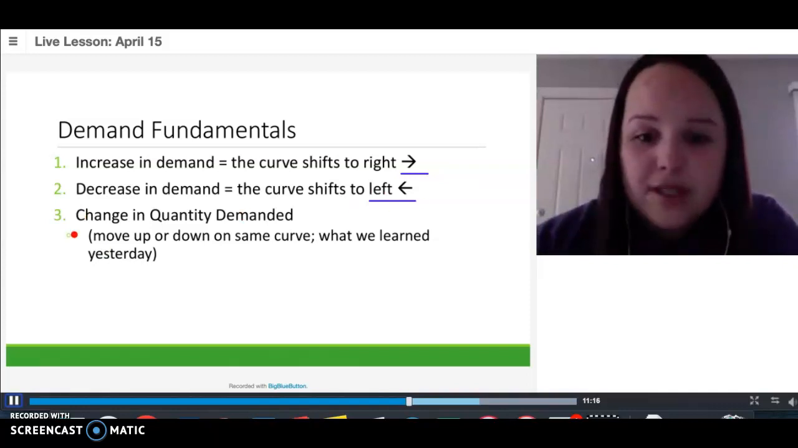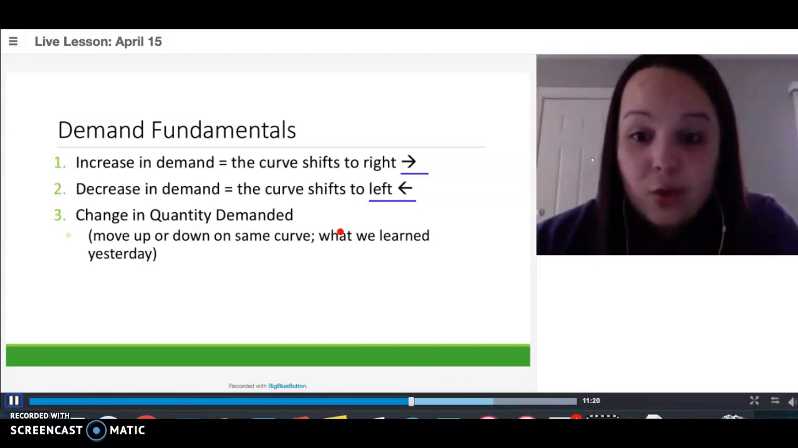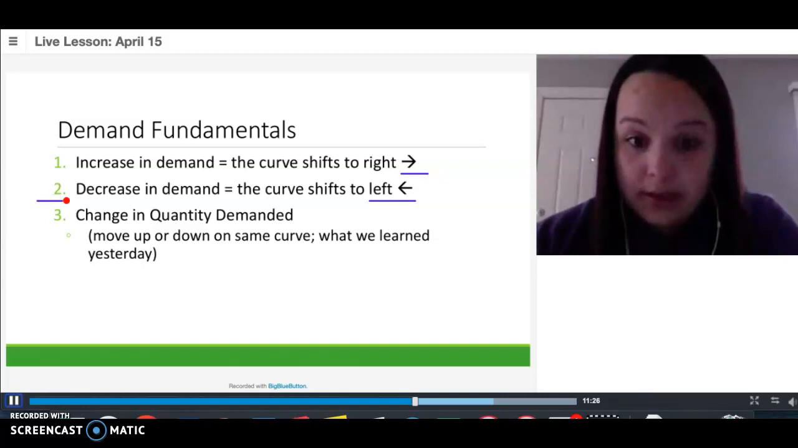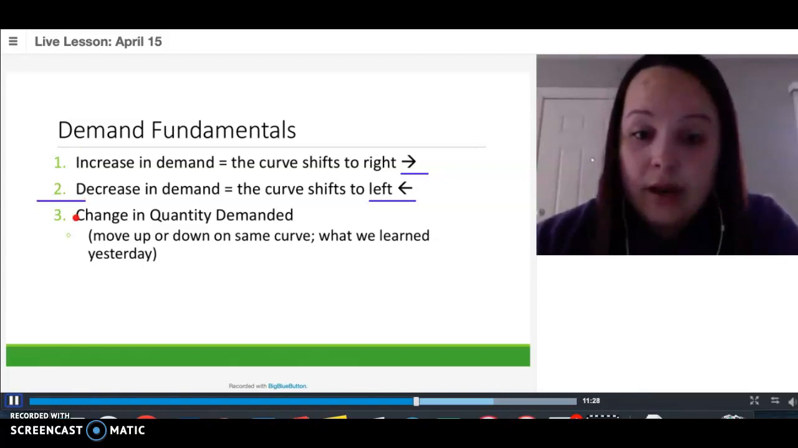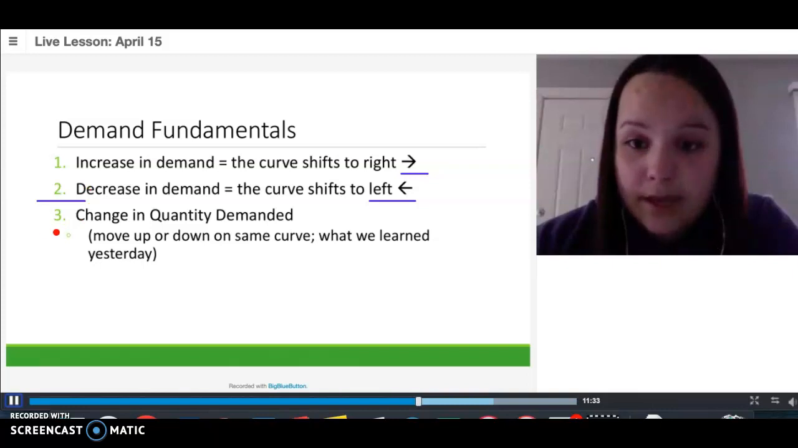And then just another thing to point out, we won't be focusing on it today, but a change in quantity demanded, this is what we looked at yesterday, moving up and down that same curve. So the determinants that we are focusing on, that's a shift in demand. We are not focused on the quantity demanded anymore.